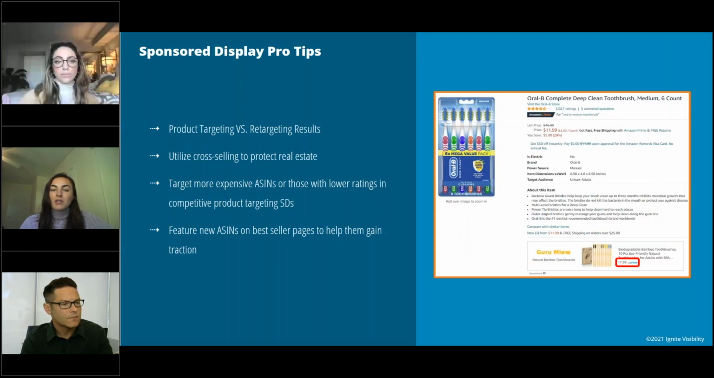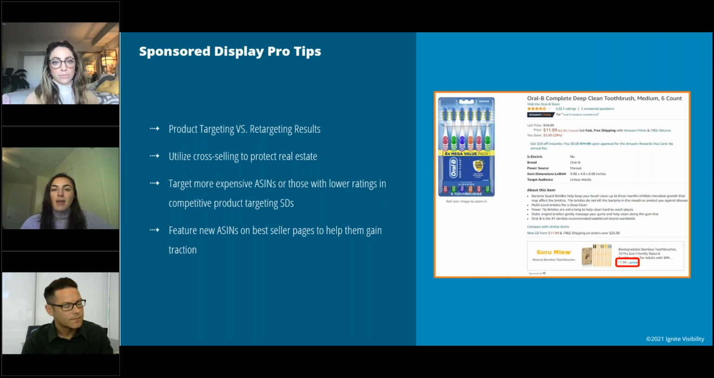And just some pro tips to close out the sponsored display section. We typically see really strong results with product targeting sponsored display ads compared to retargeting sponsored display ads. Main reason for that is your targeting capabilities and your audience are going to be a lot broader for your product targeting ads compared to retargeting. Retargeting is essentially just re-engaging people that have already seen you, whereas product targeting is getting you in front of people that are searching your products, but also searching products that are similar to yours in categories that are similar to yours. So your reach is a lot broader there.